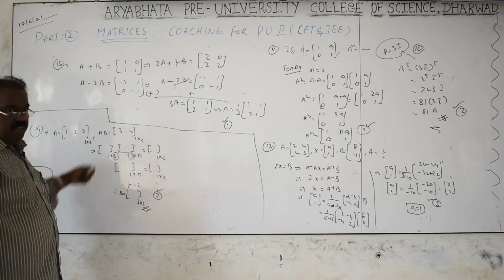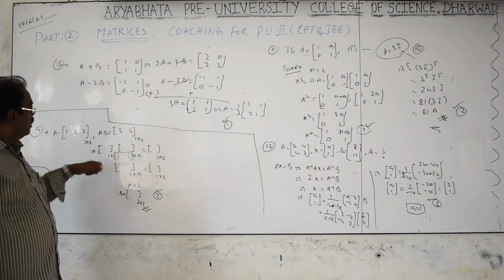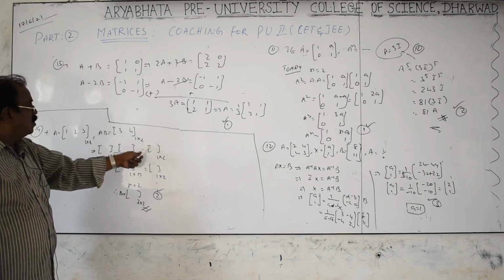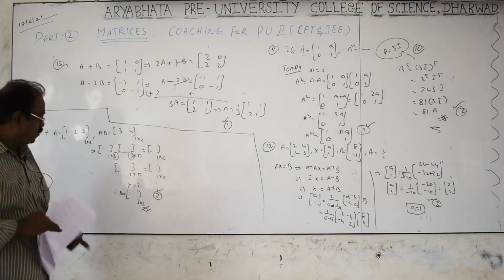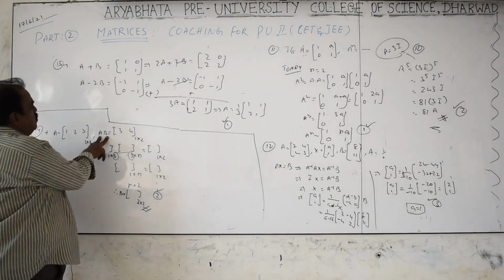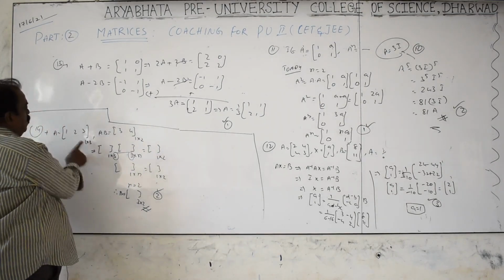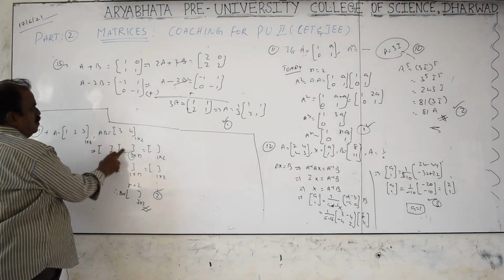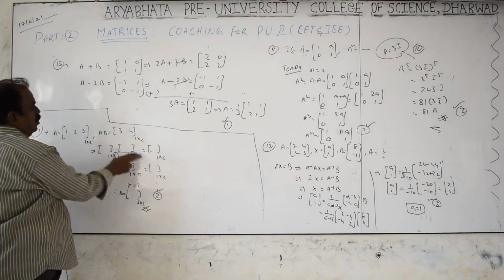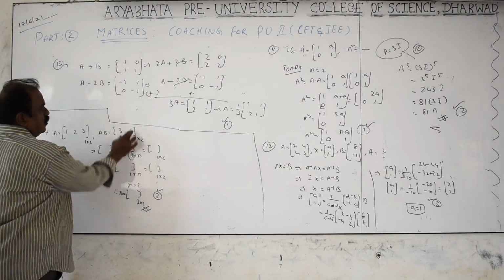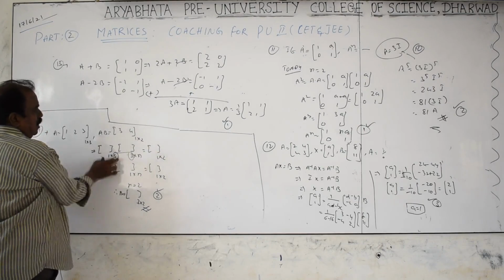A is given, AB is given. AB is equal to 3, 4. That means a 1 into 2 matrix. How can you get AB? A is 1 into 3, and we don't know B's order. AB is a matrix with 3, 4, that is 1 into 2. Same, this is RHS, this is LHS.